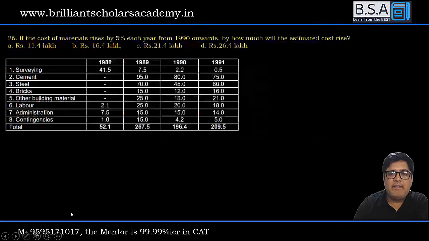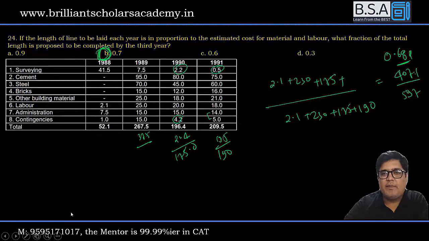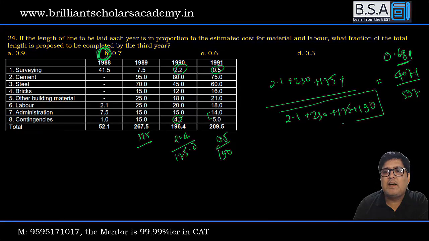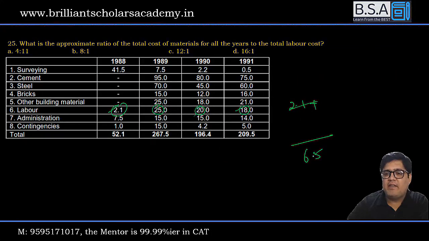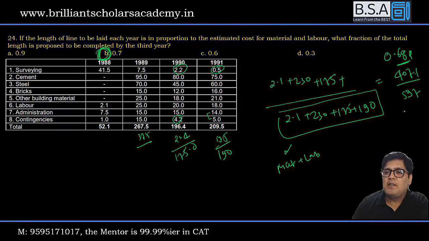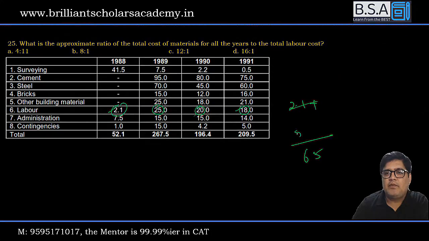Labor cost is 65. We need total material cost. So in the previous example, do you guys remember? This was the material and labor cost. Labor cost is 65. So what will be the material cost? Subtract 65 from this. You will have 532. This will give you the answer.